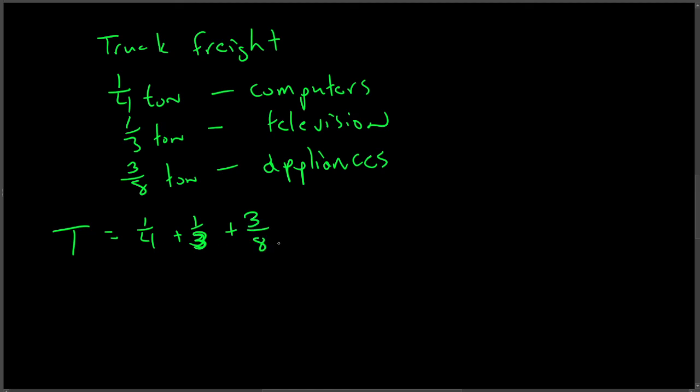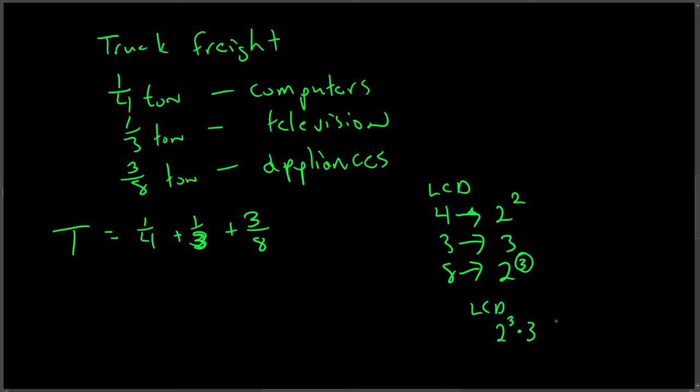And so since I have 3 denominators, I need to find the LCD for all 3. So my prime factors of 4 are 2 squared. My prime factors of 3 are 3, and my prime factors of 8 is 2 cubed. So of these prime factors, the largest exponent is 2 cubed. So my LCD will be 2 cubed times 3, or 8 times 3, which is 24. So I need to take each one of these terms and multiply the denominator by something that's going to give me 24.